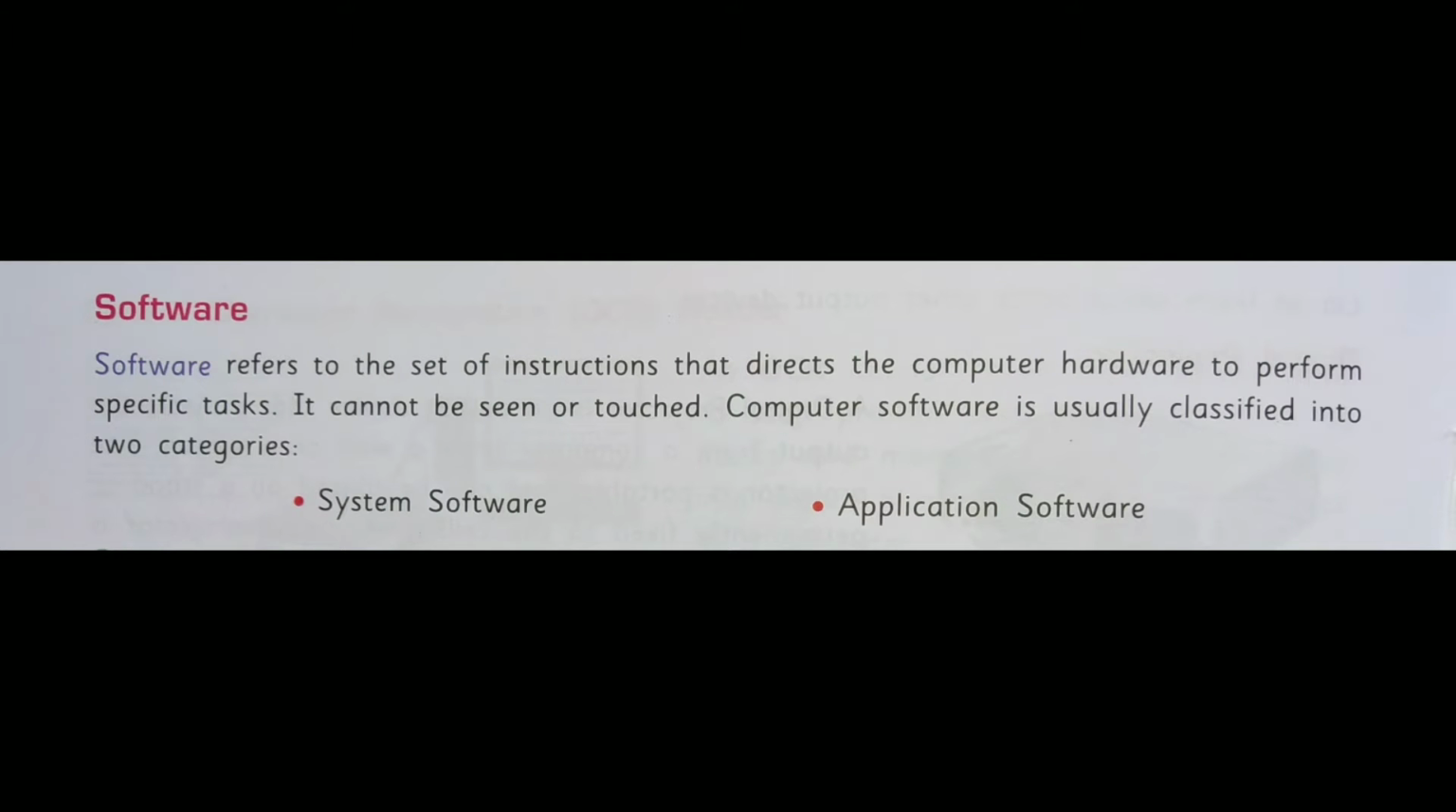As per the book, software refers to the set of instructions that directs the computer hardware to perform specific tasks. It cannot be seen or touched. Computer software is usually classified into two categories: system software, application software.